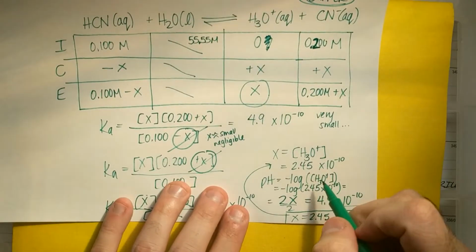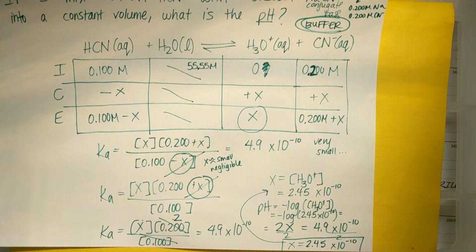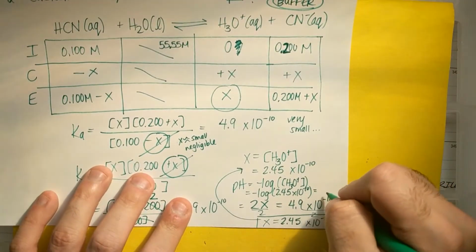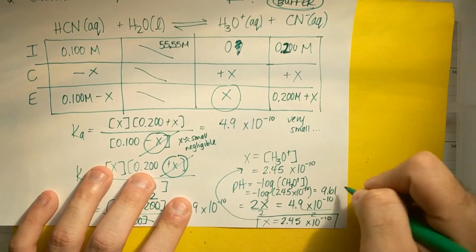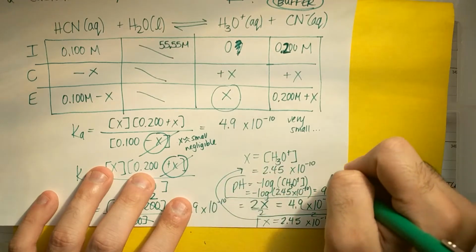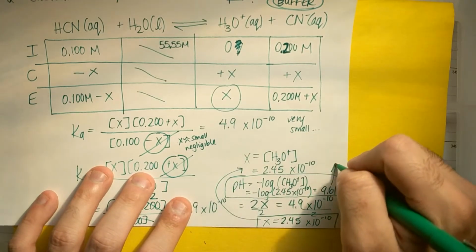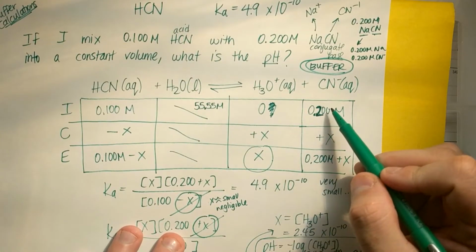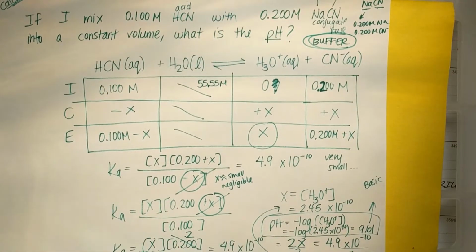All right, so I know I'm squishing it in here and I'm sorry. Negative log of 2.45 times 10 raised to the minus 10th, and I get 9.61. Okay, so that's my pH for this mixture. That's quite high. It's basic. And maybe that makes sense because I have more base added in here than acid.